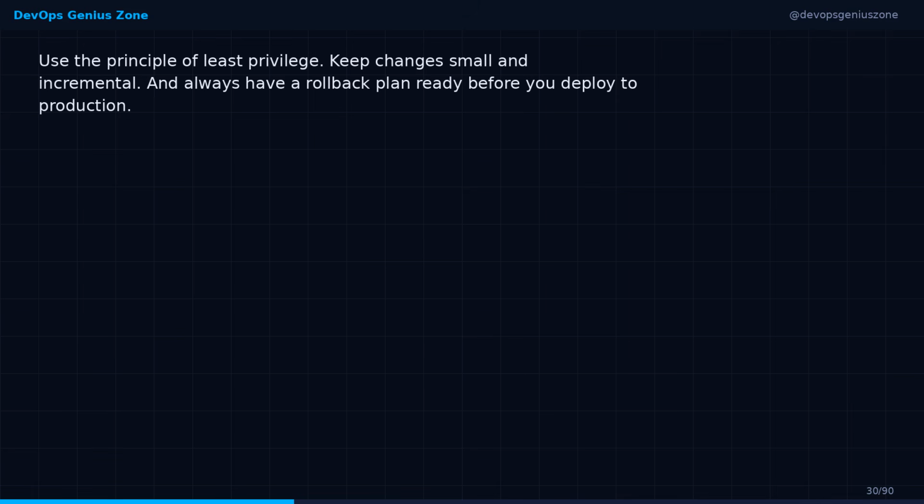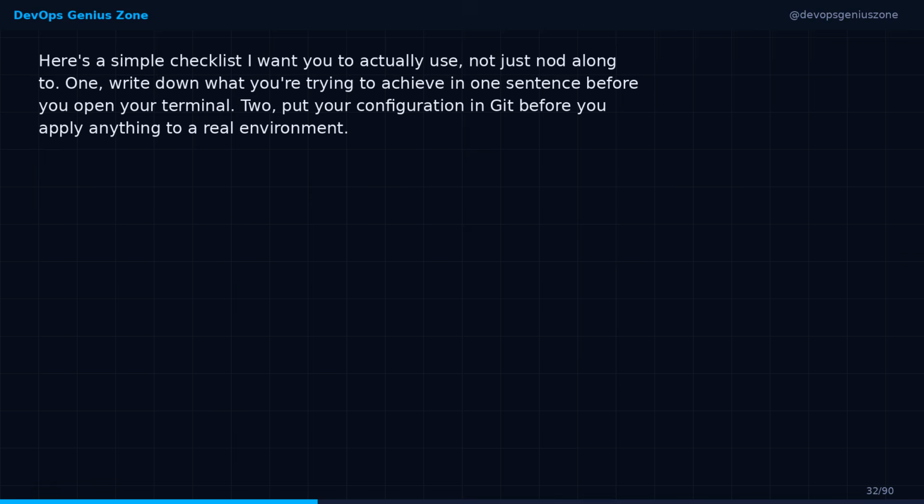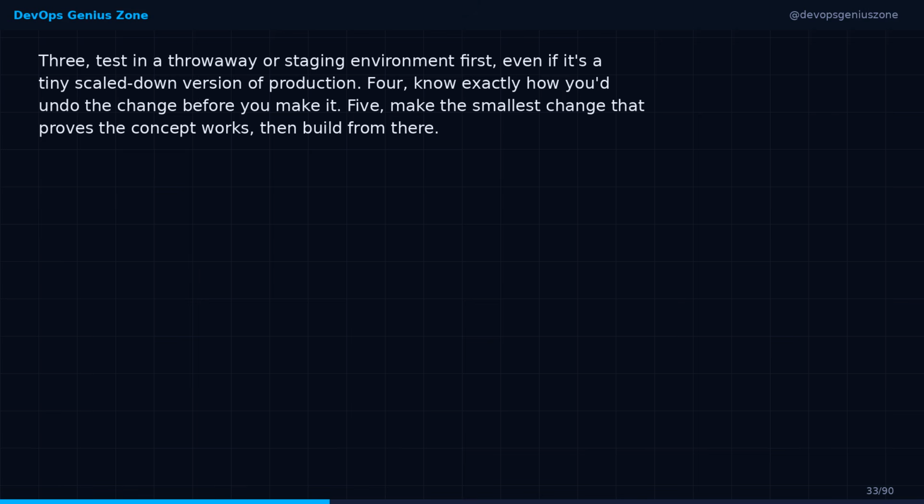Here's a simple checklist I want you to actually use, not just nod along to. 1. Write down what you're trying to achieve in one sentence before you open your terminal. 2. Put your configuration in Git before you apply anything to a real environment. 3. Test in a throwaway or staging environment first, even if it's a tiny scaled-down version of production. 4. Know exactly how you'd undo the change before you make it. 5. Make the smallest change that proves the concept works, then build from there. Engineers who skip straight to step 5 without the first 4 almost always end up debugging something they don't fully understand, under time pressure, which is the worst possible way to learn how to monitor Kubernetes with Prometheus and Grafana.